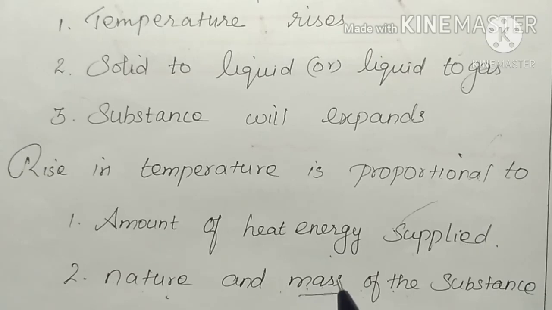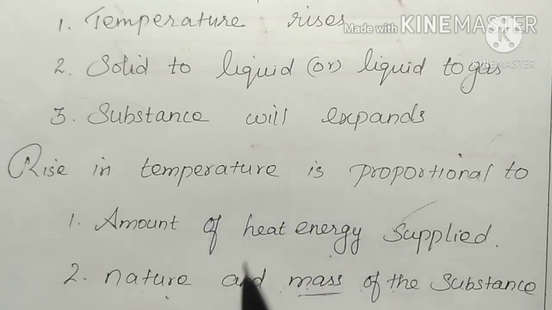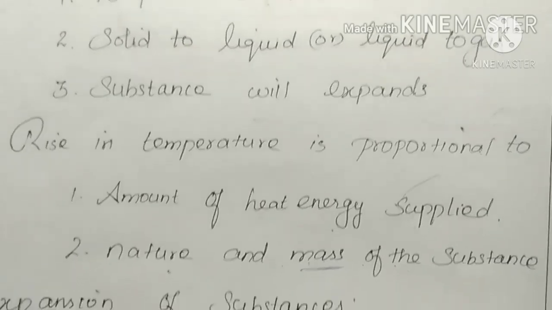If you are taking a very small amount of substance, the rise in temperature is more. At the same time, if you are taking a large amount of the substance, the rise in temperature will be less. So based on these factors, the rise in temperature is proportional to the amount of heat energy supplied, and depends on the nature and mass of the substance.